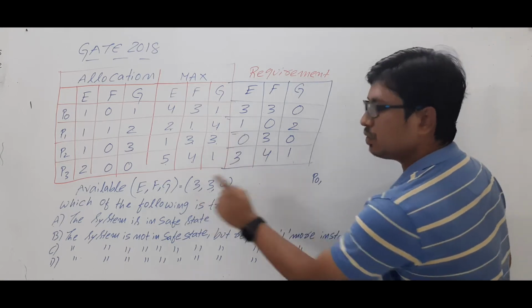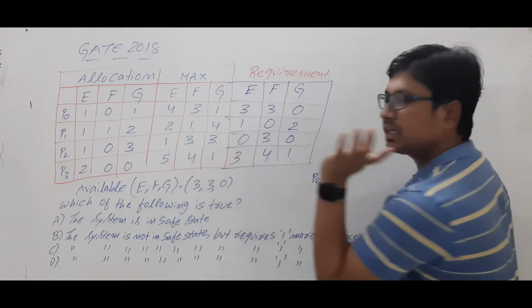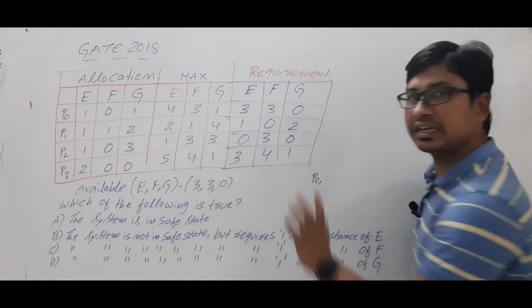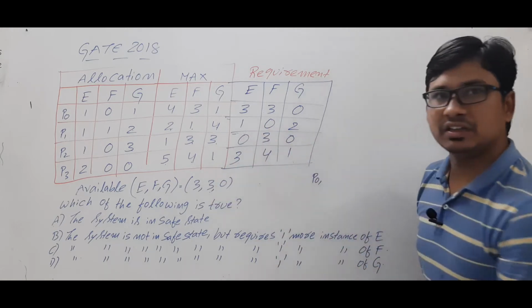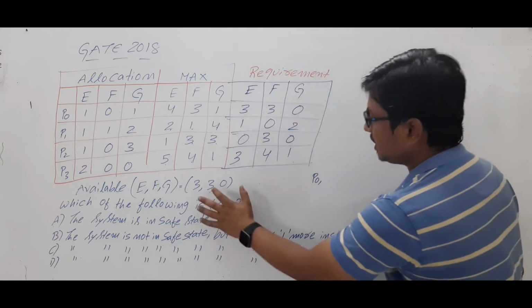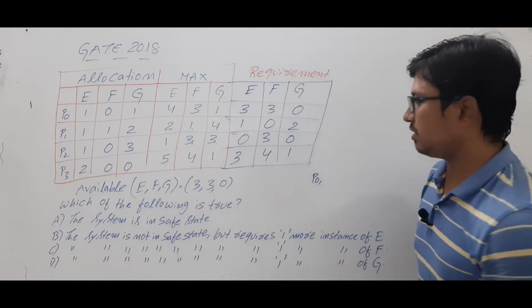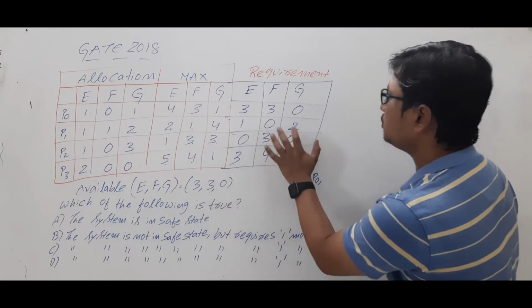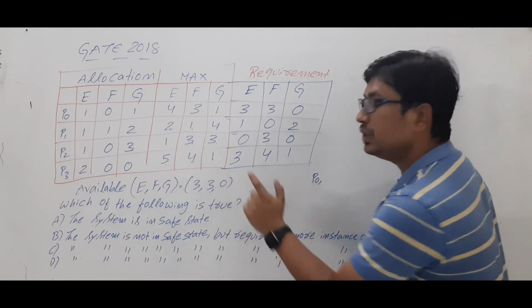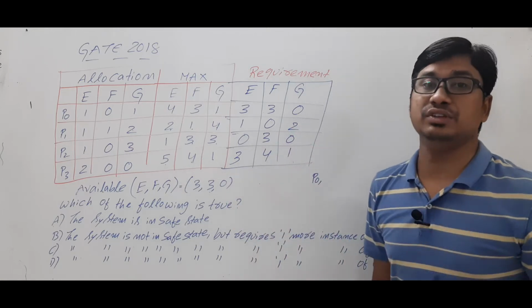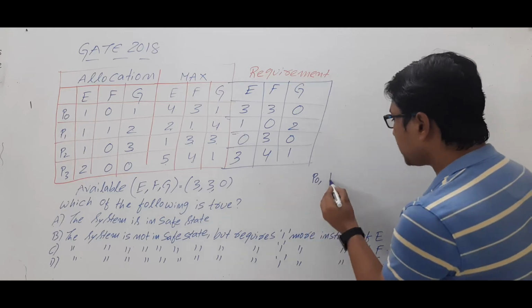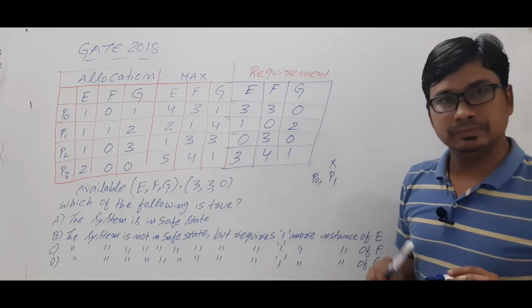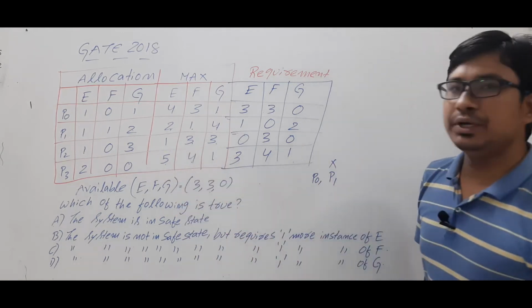P1 is 1, okay. For E we can satisfy. For F we can satisfy because it does not require resource F, but we have 3 instances of resource F. But it needs 2 instances of resource G. We do not have 2 instances of resource G. So P1 we cannot satisfy. Is it clear? Now look at the P2.